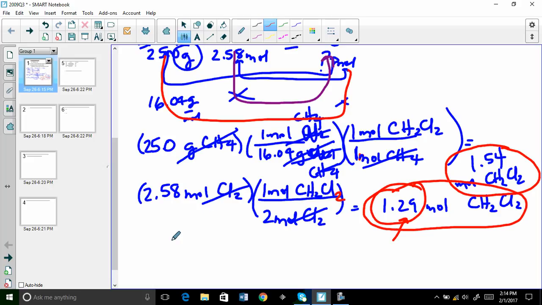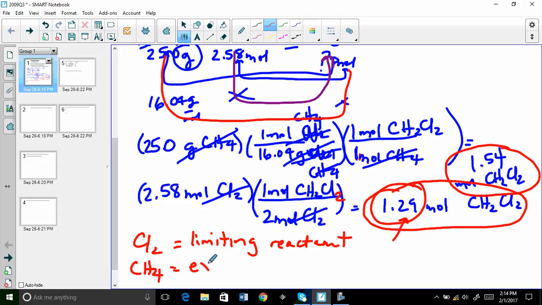Because this is the smallest answer, chlorine is the limiting reactant. It limits the reaction because when it runs out, the reaction stops. And if this is the limiting reactant, then methane is the excess reactant, because when this reaction is done, all of the chlorine will be consumed, but some of this stuff will still be floating around. Okay, so that's the first answer.